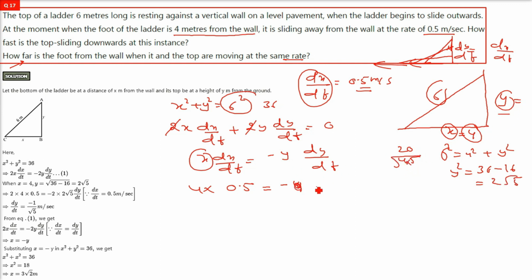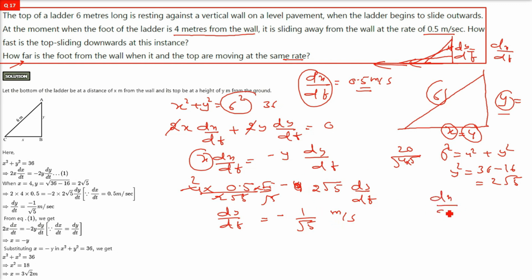So let us write 2 root 5 here, and dy by dt. So dy by dt is going to be minus 4 times 0.5 over 2 root 5, in the denominator 2 root 5. If you multiply by root 5 in numerator and denominator, or you can keep it like that also, minus 1 by root 5 will come. And this is in meter per second, because dx by dt was already in meter per second. So this is the first thing they have asked.